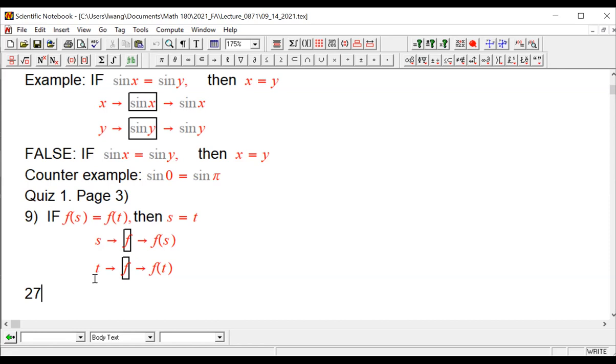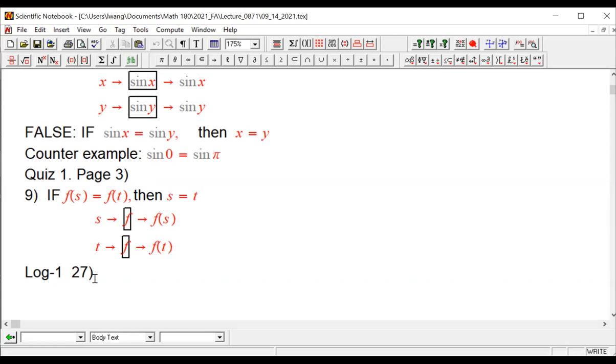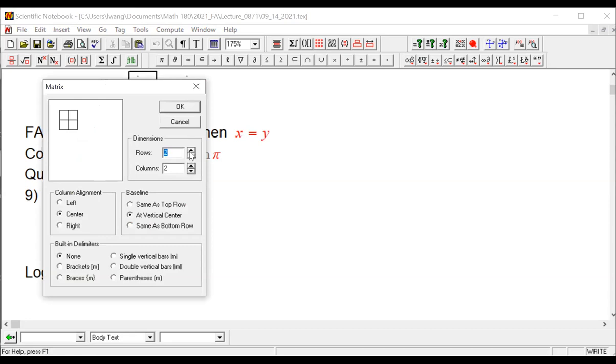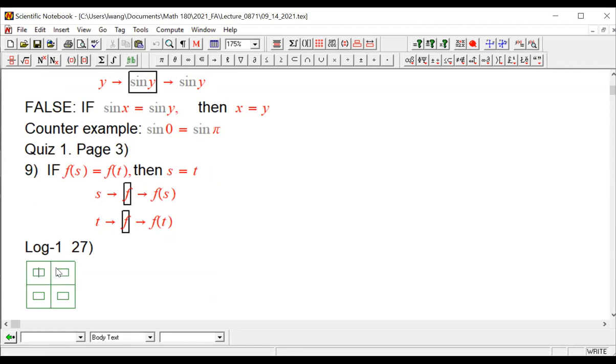27. Do we have 27? Oh, log 127. Sorry, log 127. Right? Log 127, this is about converting logarithm to exponential and vice versa, right? So you have a bunch of exponential and you have a bunch of logarithm, okay? So let me just simulate that form.